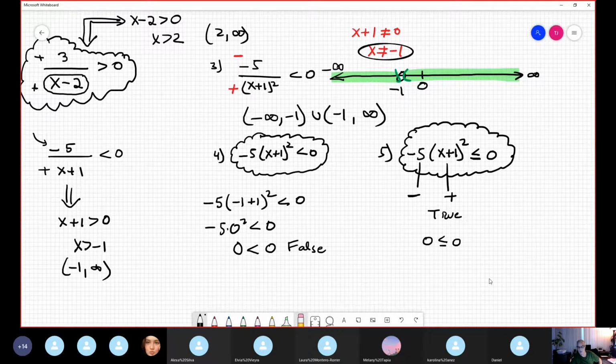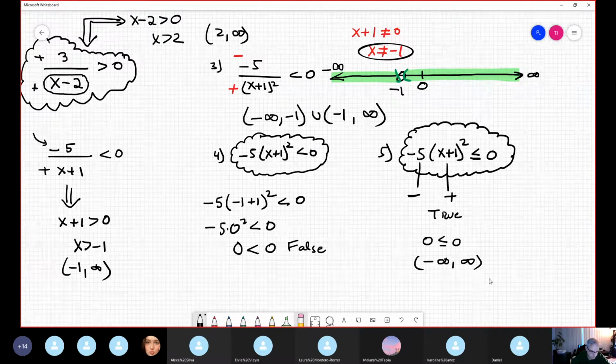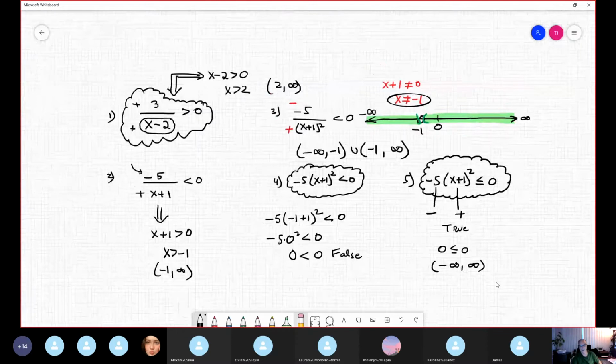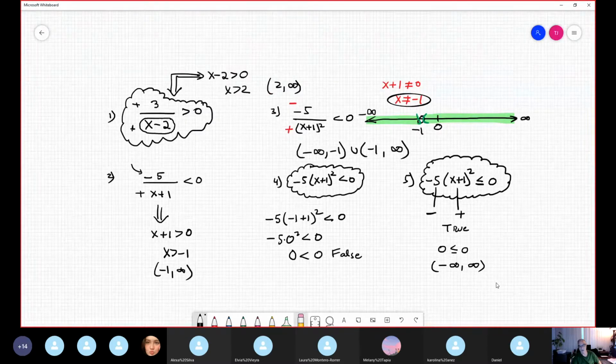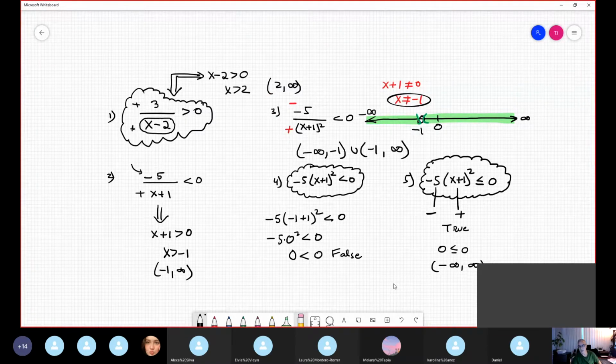So we have no hole. It's from negative infinity to positive infinity. Do you understand this idea or no? I know it's complicated, not complicated, but it's weird. And we're using common sense, of course.